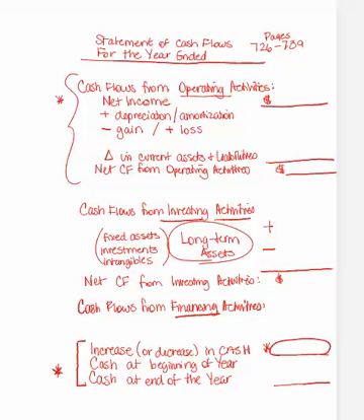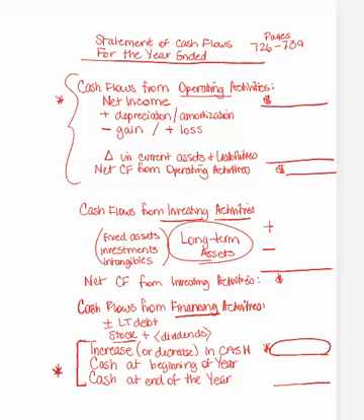Debt financing is when you issue bonds, and a long-term debt like a bond, you've got to pay interest on that. So any cash inflow or outflow from long-term debt is going to go here, and equity. And equity means you're issuing stock. So any money coming in for issuing stock or any money going out to pay dividends will all be listed here under the financing section.